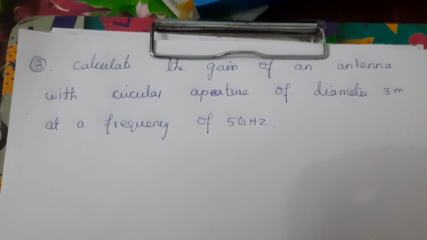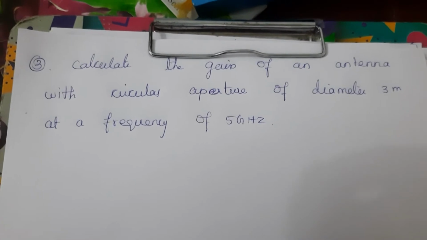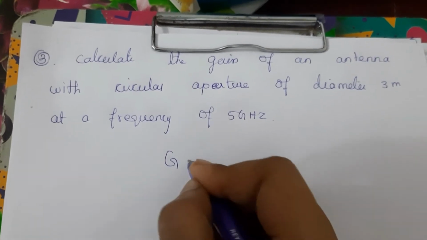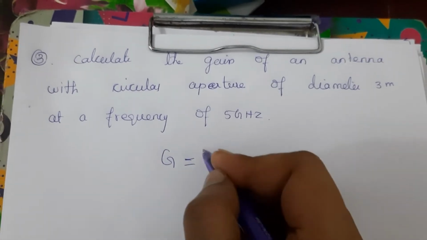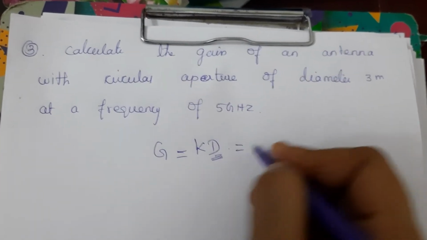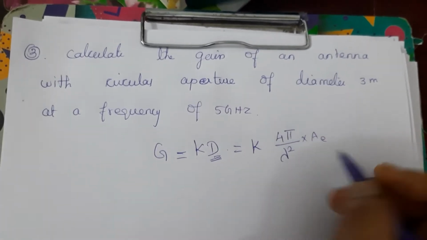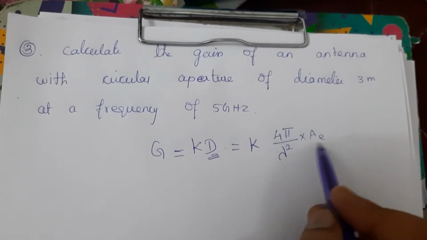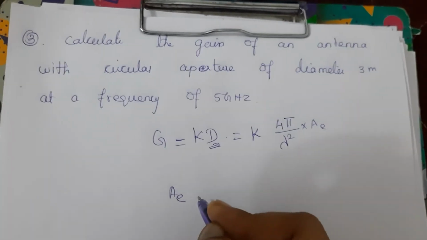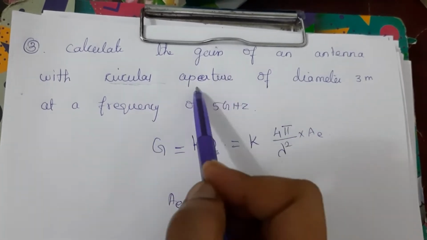Next question, calculate the gain of an antenna with circular aperture of diameter 3 meter at a frequency of 5 gigahertz. So we have to find gain, and we know the relationship between gain G and directivity D is G equal to K into D, and we know the formula for this D. Put that value, that is 4 pi divided by lambda square into AE. Lambda is the wavelength and AE is the effective aperture area. So we have the formula for finding this AE, and here we are mentioning this is a circular aperture of diameter 3.